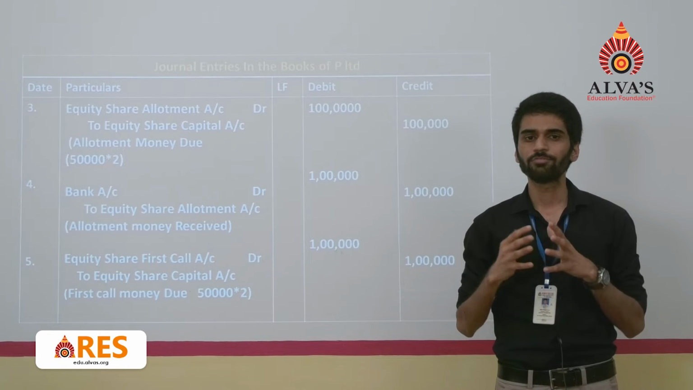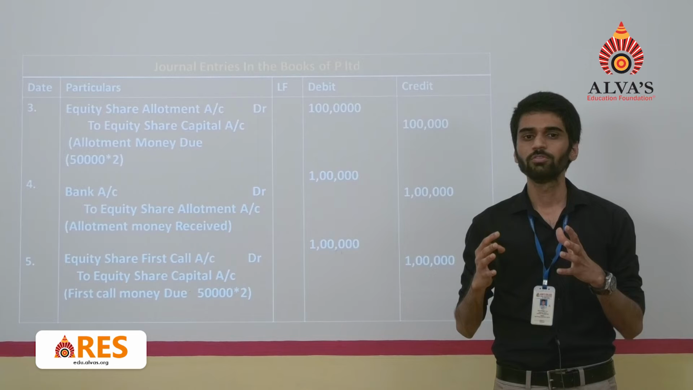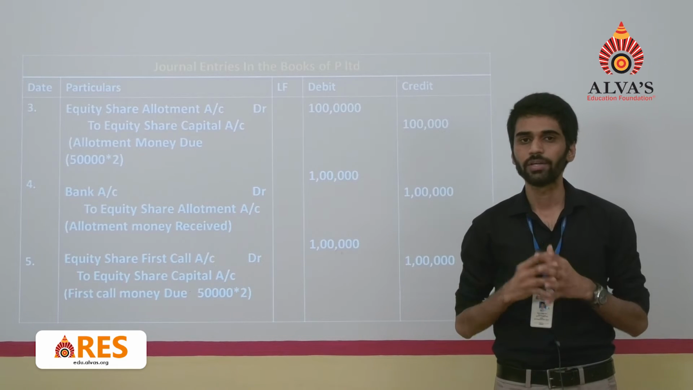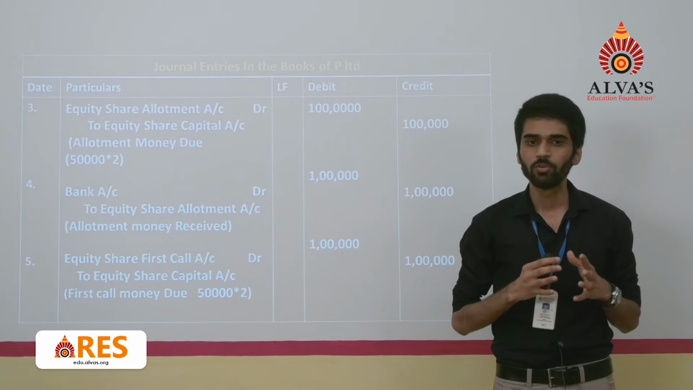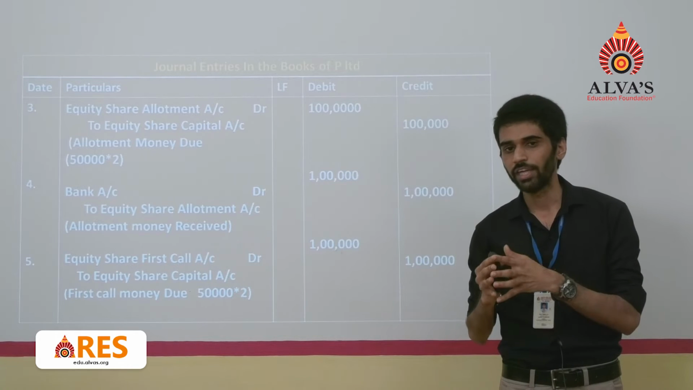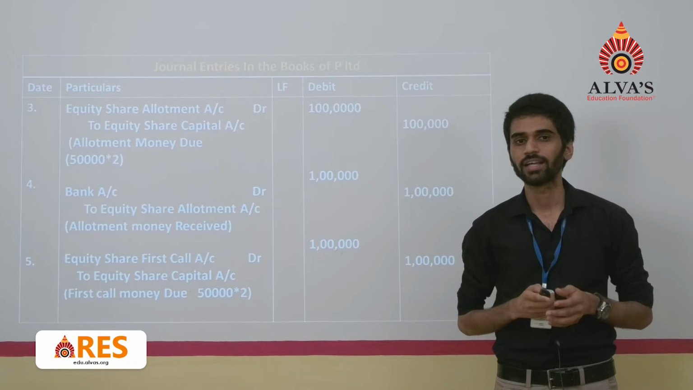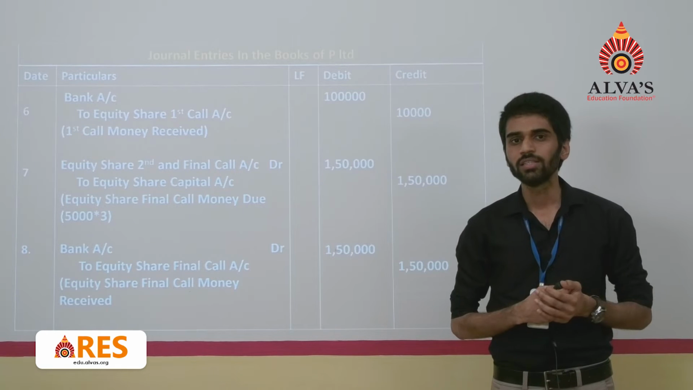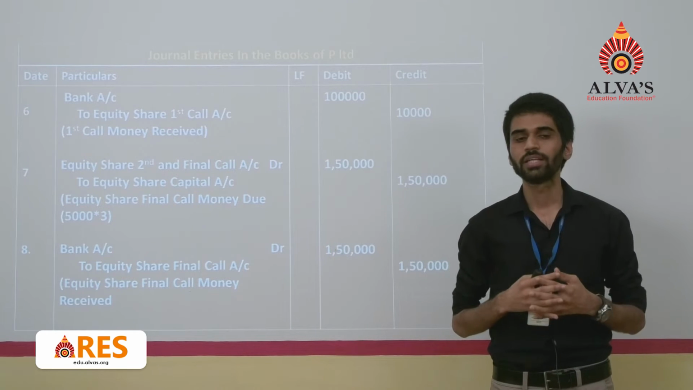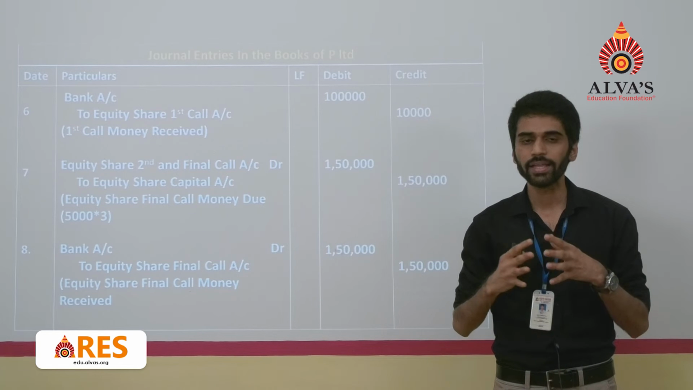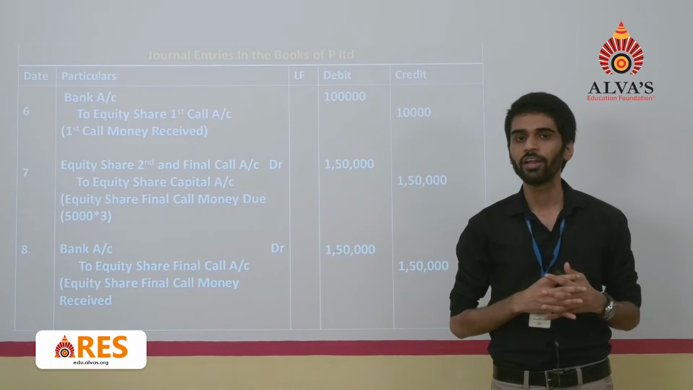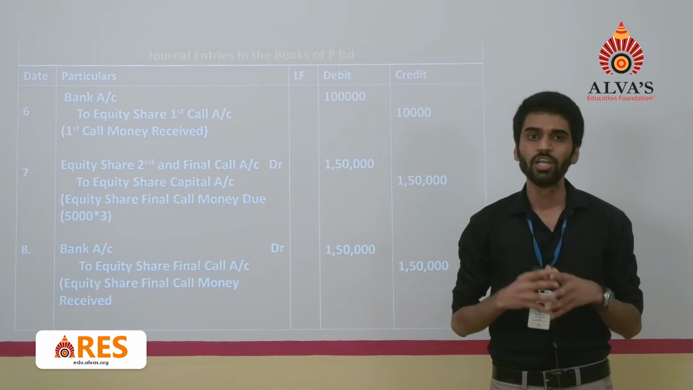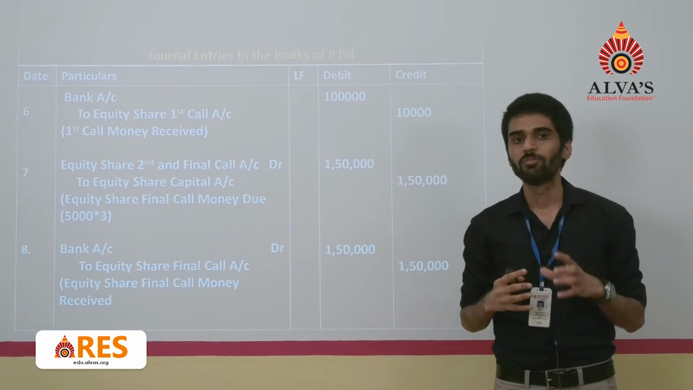For the equity share first call money due, we pass one entry: equity share first call account debtor to equity share capital account. That amounts to rupees 50,000 into 2 per share, 1 lakh. How are we going to collect that money? By passing an entry: bank account debtor to equity share first call account. Again, here the equity share first call account is a temporary account, and we have to eliminate it by passing one debit entry and one credit entry.